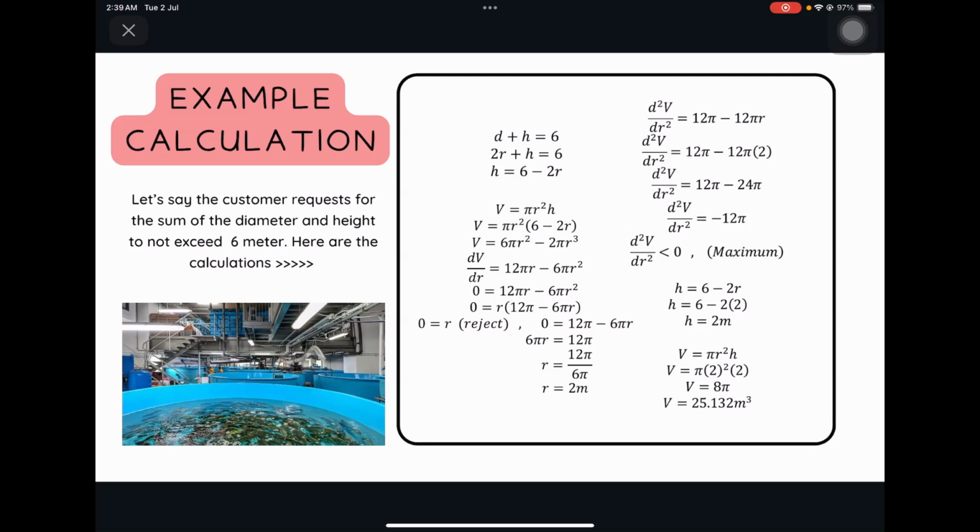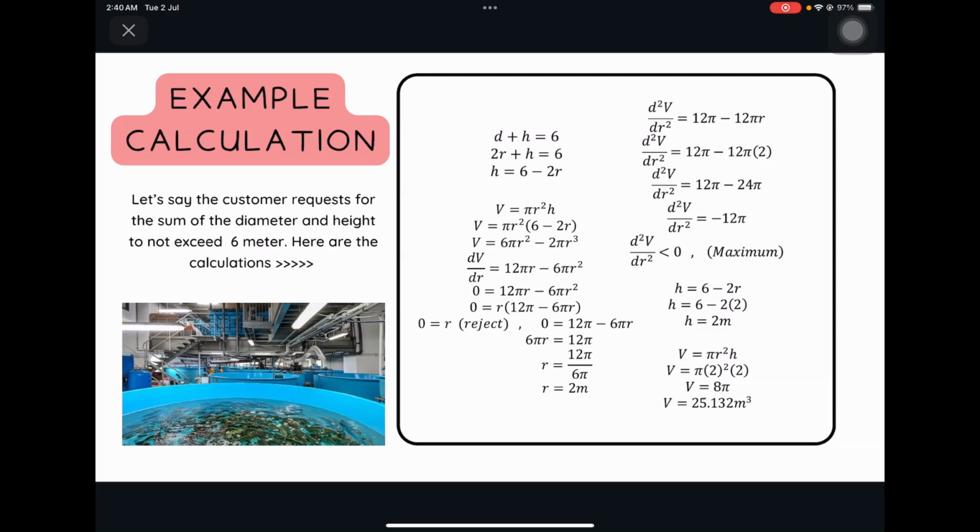Let's assume that the customer wanted the sum of the diameter and height of the fish tank to not exceed 6 meters. So we will have the equation d + h = 6. Then we make h the subject in terms of radius. We replace the h in the volume equation of the cylinder with 6 - 2r. Then we differentiate the equation with respect to r.